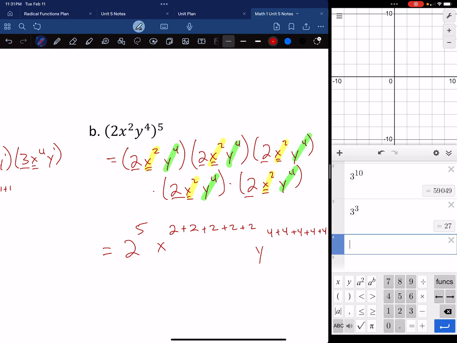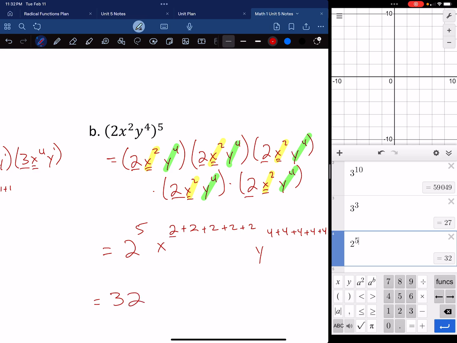So 2 to the 5th power, just use your calculator for that. 2 to the 5th power is going to be 32. We have 2 plus 2 is 4, plus 2 is 6, plus 2 is 8, 10. So we have x to the 10th power. Then we have 4 plus 4 is 8, 12, 16, 20. So we have y to the 20th, right?